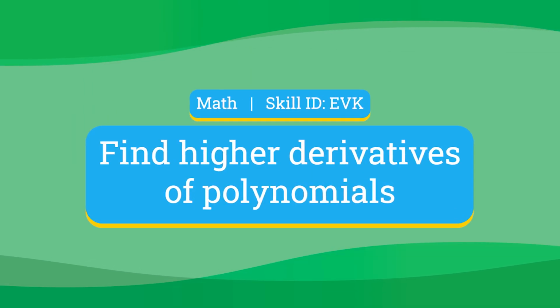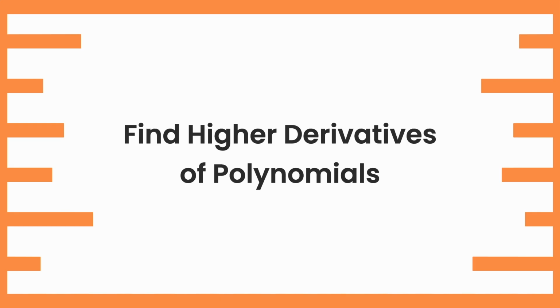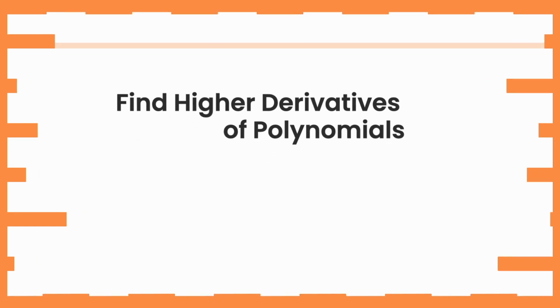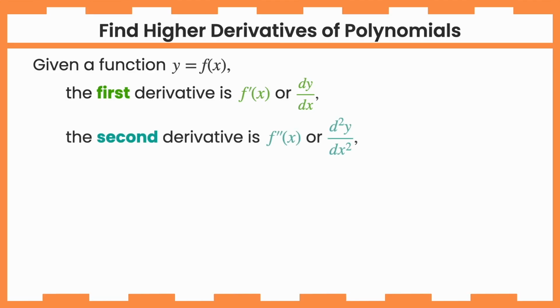Did you know that you can take the derivative of a derivative? Let's learn how it works. Given a function y equals f of x, we can take the derivative, which we commonly write as f prime of x, or dy over dx. We can then take the derivative of f prime, which we'll write as f double prime, or like this.